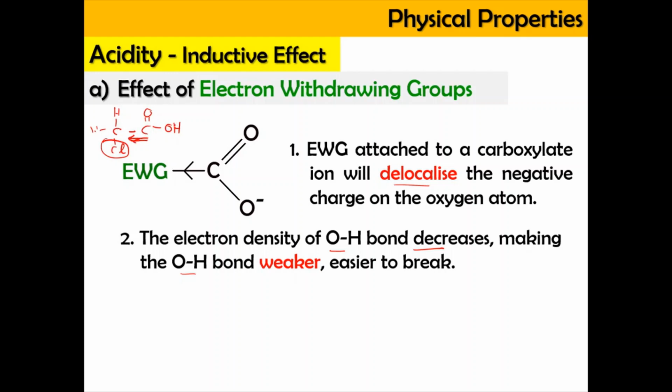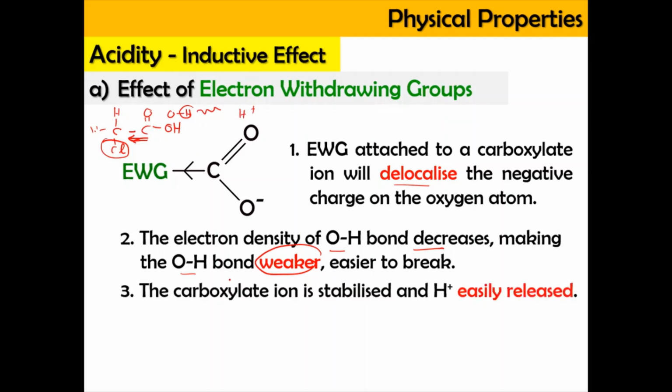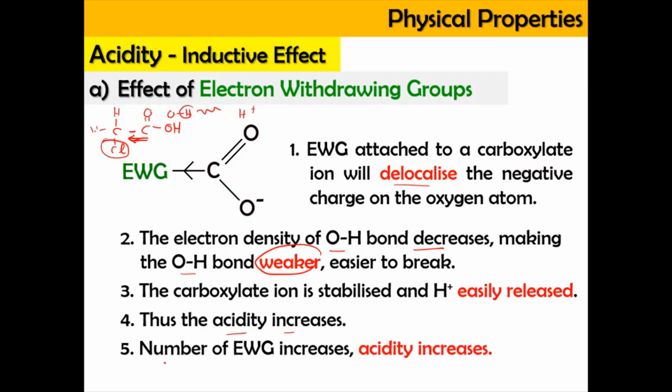Initially the electron density will be pulled towards the chlorine through this bond here, and this causes the OH bond to be weaker because electrons keep being pulled towards the electron withdrawing group. So the strength of the bond will be weaker, and hence the hydrogen will be easier to release. When it is easier to release, the carboxylate ion becomes more stable, and hence we can say that the acidity increases. We can also say that when the number of electron withdrawing groups increases, so when we have a lot of chlorine atoms, the acidity will increase even more.